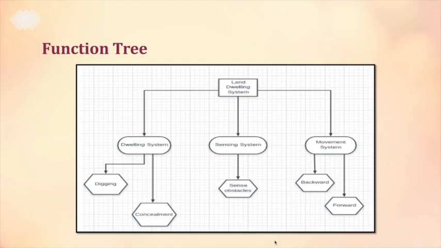Function tree. In the function tree, there are three main functions. First is dwelling. It should be able to dwell through sand. Second is sensing. It should be able to detect obstacles. Third is movement. It should be able to move forward and backward.